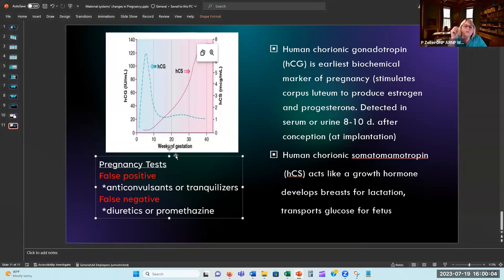There can be a false positive if you have a client that's taking anticonvulsants like valproic acid, which she shouldn't be on during pregnancy anyway. Keppra can cause a false positive pregnancy test. Some kind of tranquilizer or sedative. False negative, in other words, she does her test and it says it's negative when she's actually pregnant, could occur if she's on a diuretic or she's on promethazine or Phenergan. Okay.